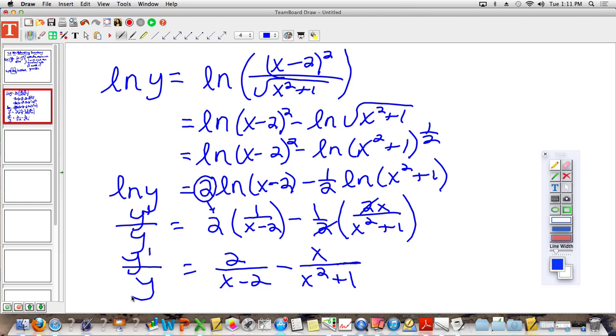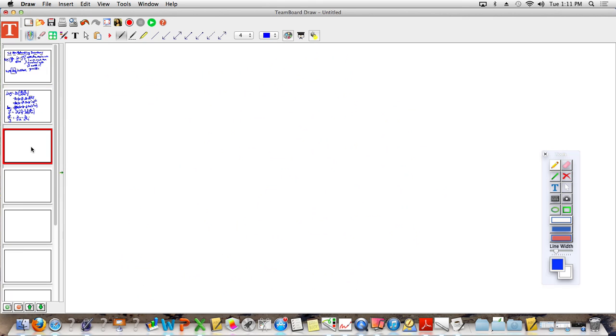All right, I need to flip pages again, so I'm going to need you to help me remember what this says. y prime over y is equal to 2 over x minus 2 minus x over x squared plus 1. Plus 1. Thank you.